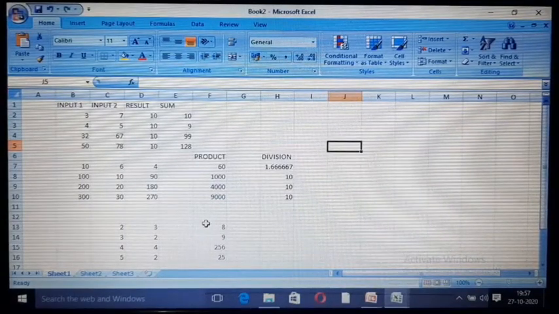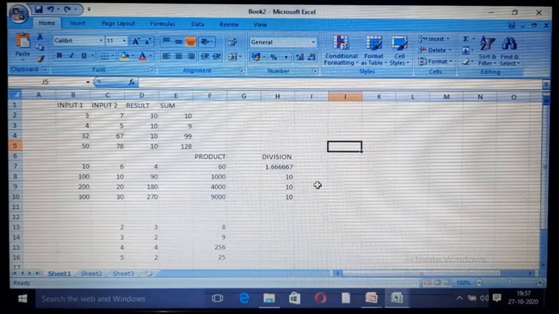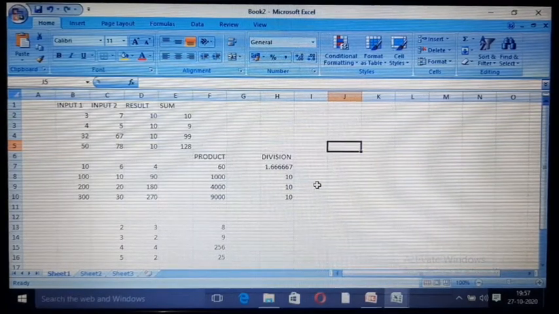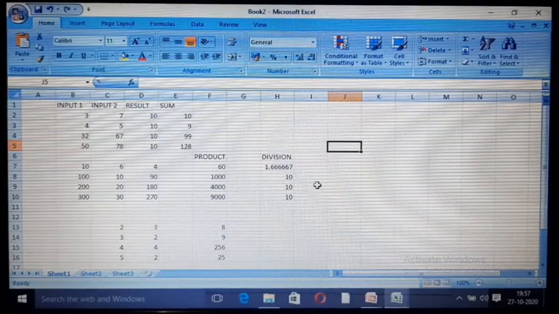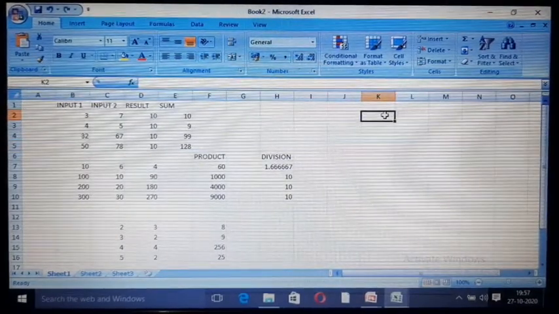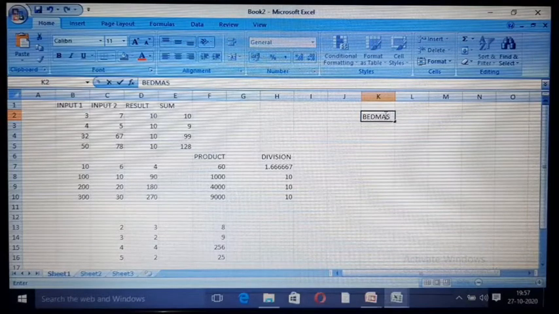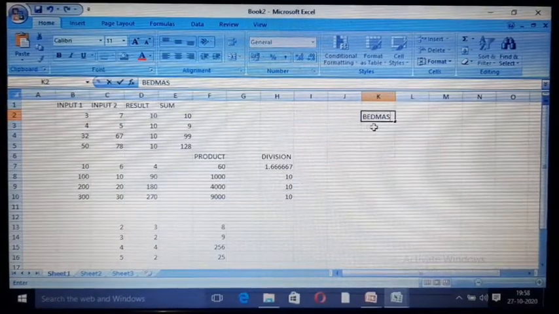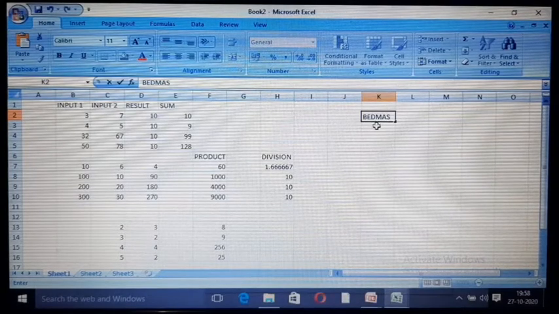In mathematics, we use a rule called BODMAS, that is bracket of division, multiplication, addition and subtraction. There is a rule in mathematics known as BODMAS. Likewise, in Excel we have BEDMAS. Now I'll write here BEDMAS. That is bracket first, then exponent, then after that division, then multiplication, addition and subtraction. Now I told you in the last class about this.